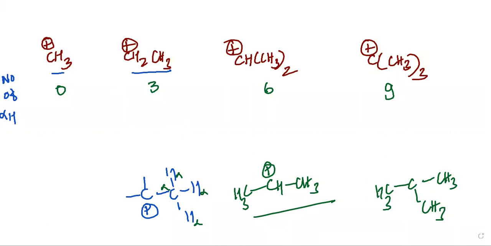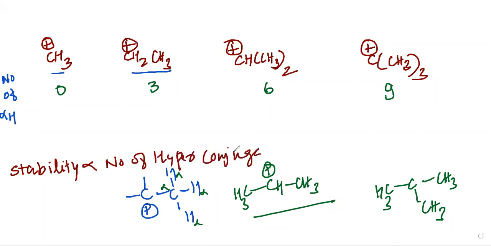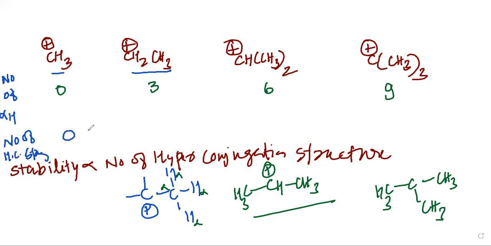Now there is a rule, my dear students, please understand this, that stability is directly proportional to number of hyperconjugation structures. And we know that number of alpha hydrogen is equal to number of hyperconjugation structures. So here you can write number of hyperconjugation structures is equal to 0, 3, 6, and 9.